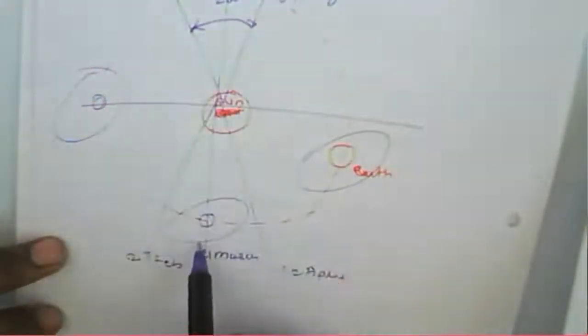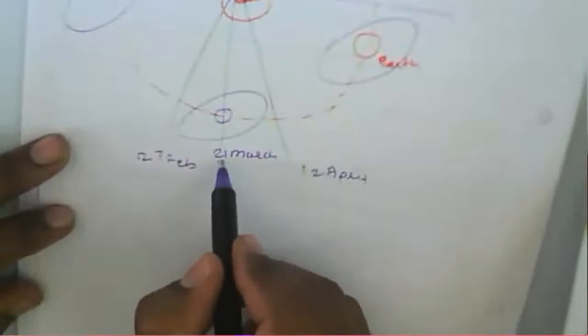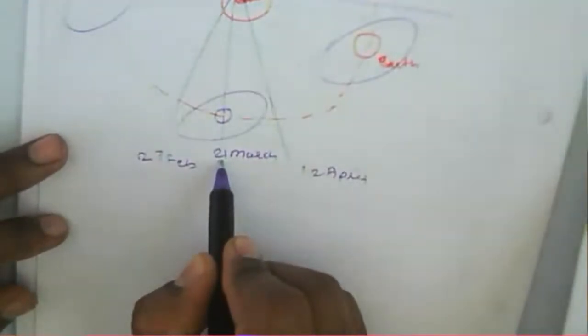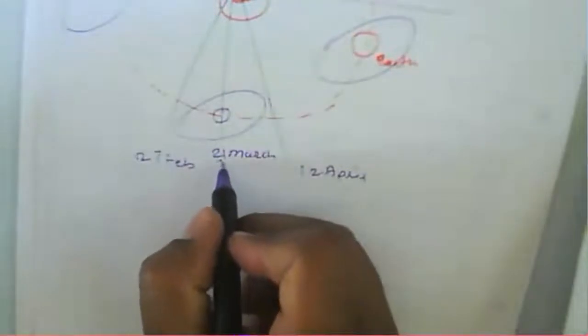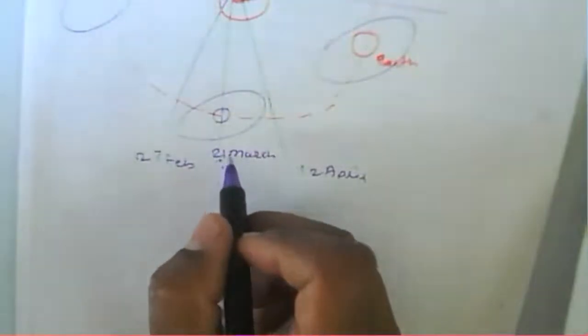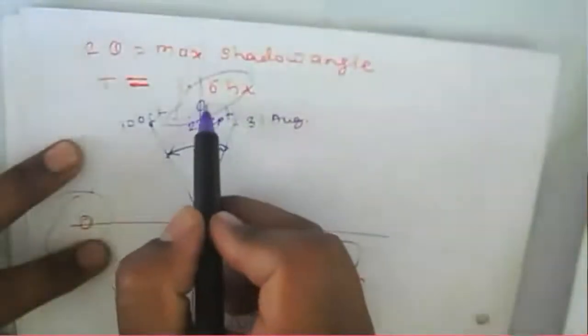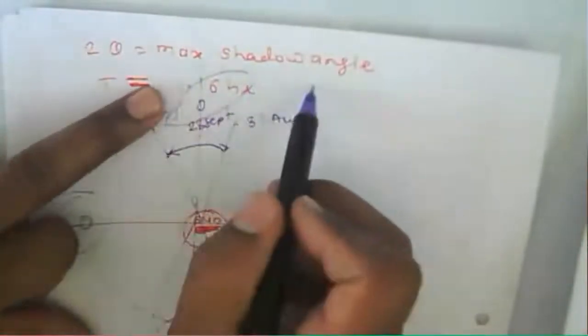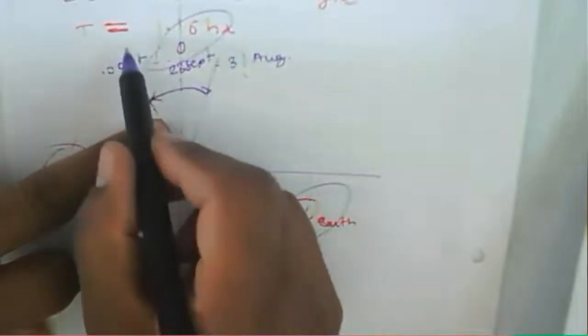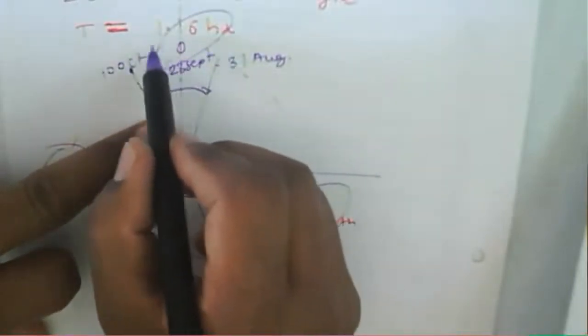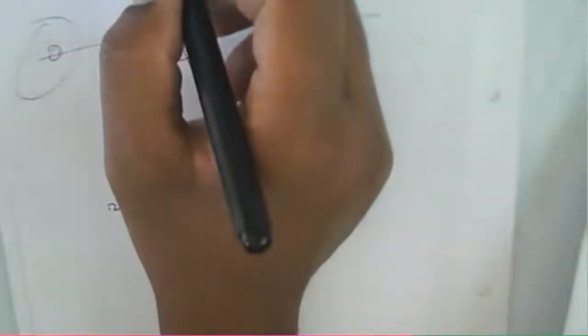So on this particular 21st of March and 23rd of September, there will be a maximum duration of eclipse. That is the maximum duration of eclipse. It means on the 21st of March the duration of eclipse will be 1.16 hour, and that will be the maximum shadow angle. Similarly, on the 23rd of September the eclipse duration occurs. That is the maximum duration.